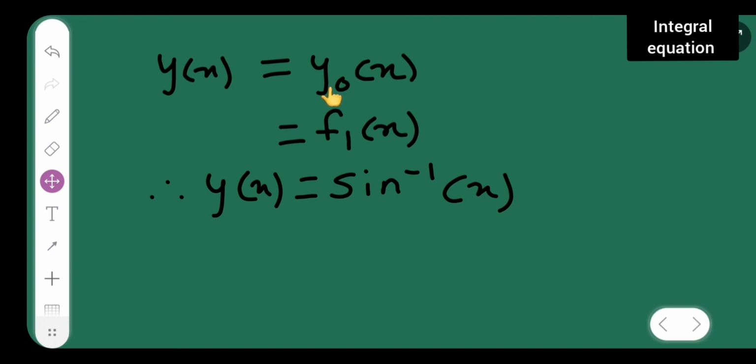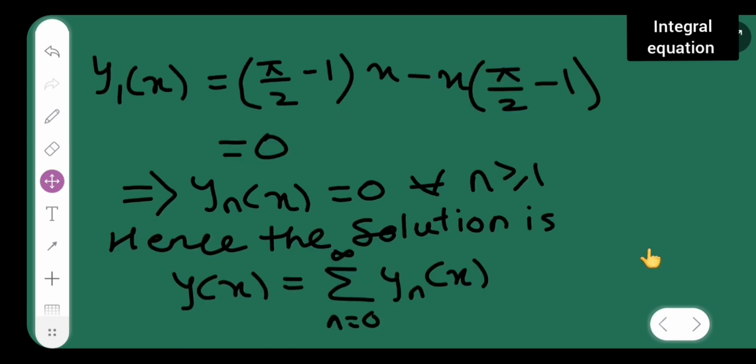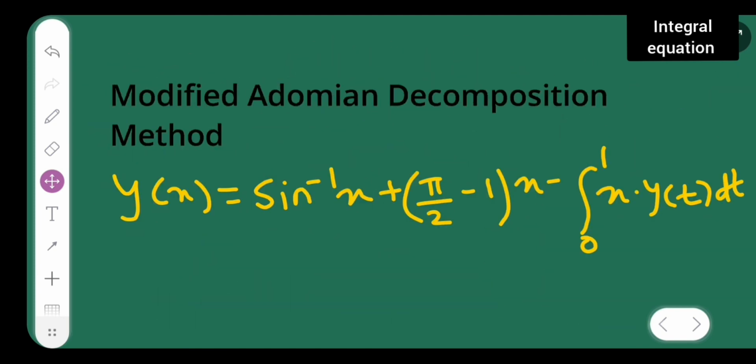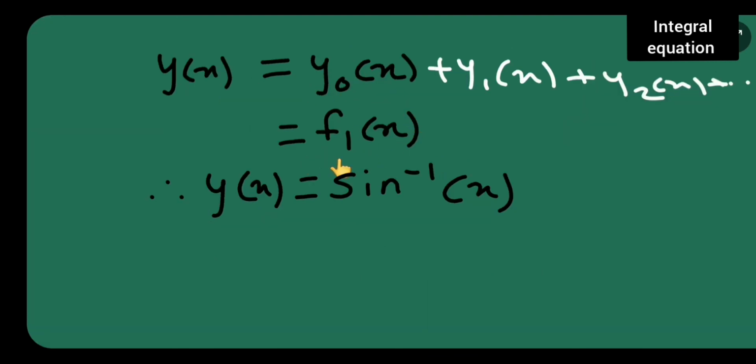Now what is my y of x equal to? It is y0 of x plus y1 of x plus y2 of x and so on. But the value of these is 0, everywhere 0. But y0 of x is what? f1 of x, in the first only it is given, right? y0 of x is equal to f1 of x. Therefore y of x is equal to sine inverse of x.